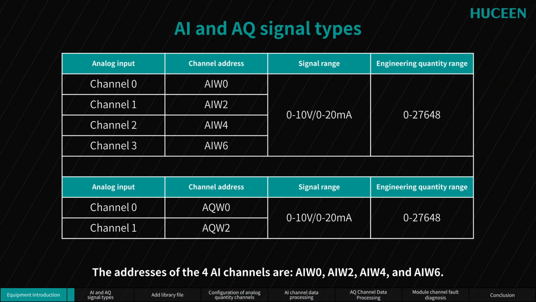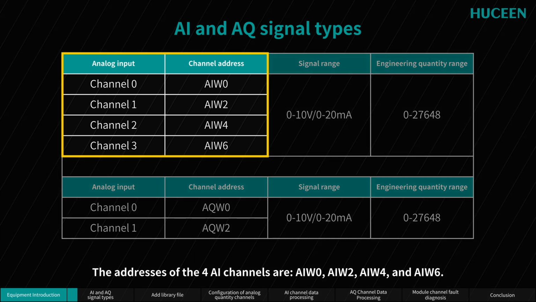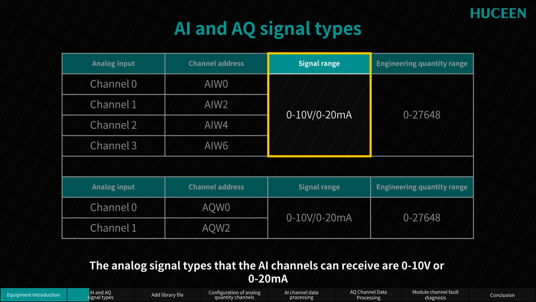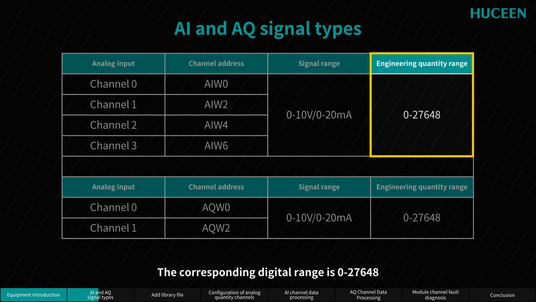The addresses of the 4 AI channels are AIW0, AIW2, AIW4, and AIW6. The analog signal types that the AI channels can receive are 0 to 10 volt or 0 to 20 mA. The corresponding digital range is 0 to 27648.